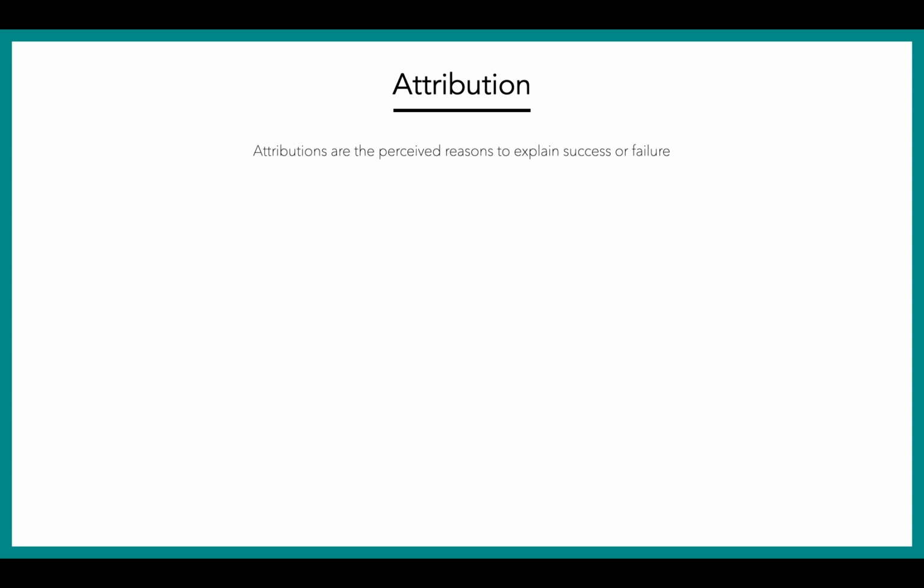Attributions are the reasons or the perceived reasons to explain success or failure. These reasons, justifications, and a lot of the time excuses that we give for winning, losing, drawing, are likely to affect how we feel and, as a consequence, our achievement motivation, our level of motivation. Okay, so let's look at an example.